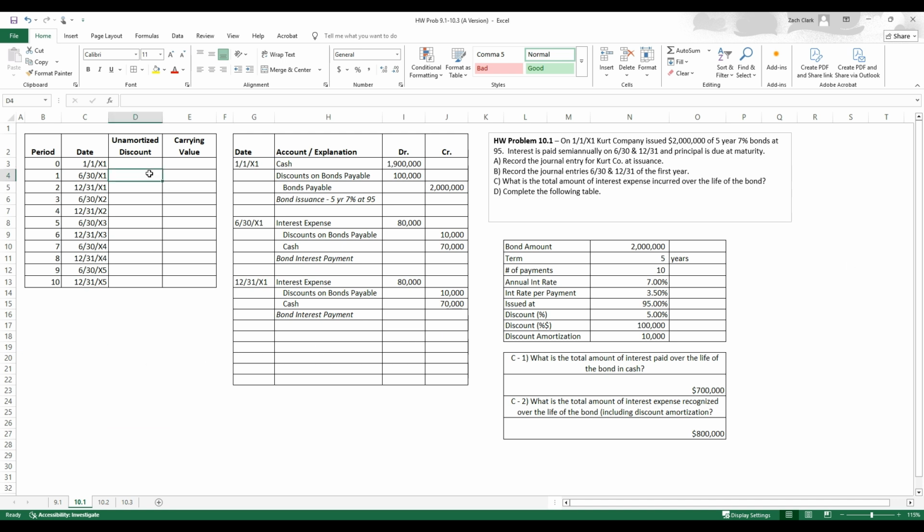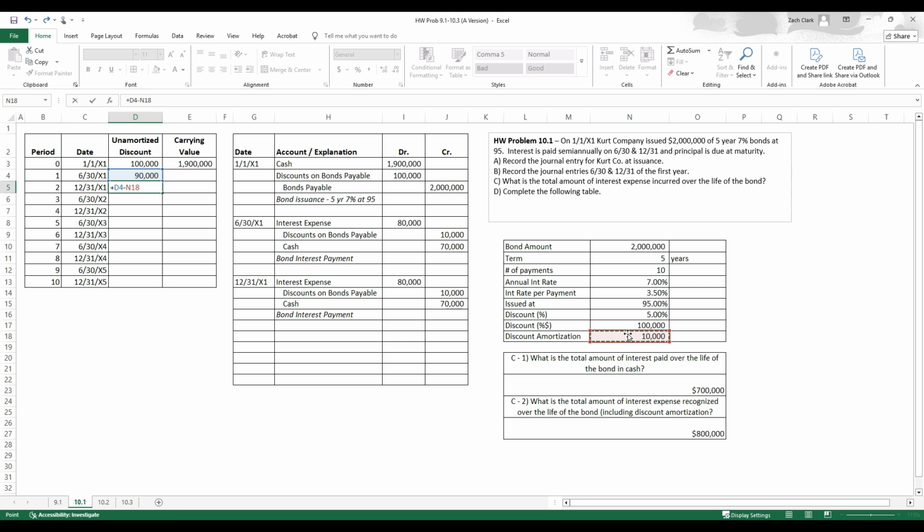Okay, so we need to fill out our table here, the last part of this problem. And so the unamortized discount when we begin is, again, that 100,000, right? And then the carrying value of the bond, because it's a discount, will be reduced for that discount amount. So the carrying amount then is the 1.9 million, which is the 2 million total bond amount minus the discount. And then every time we make a payment, the bond discount is going down by 10,000. So it goes down to 90,000.